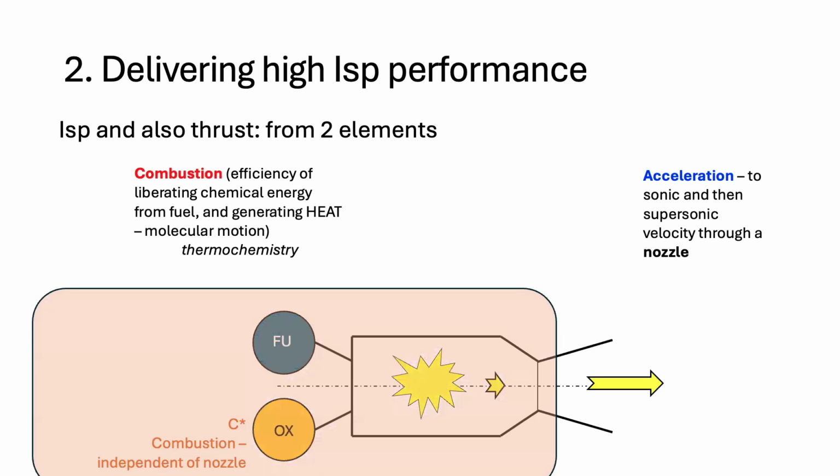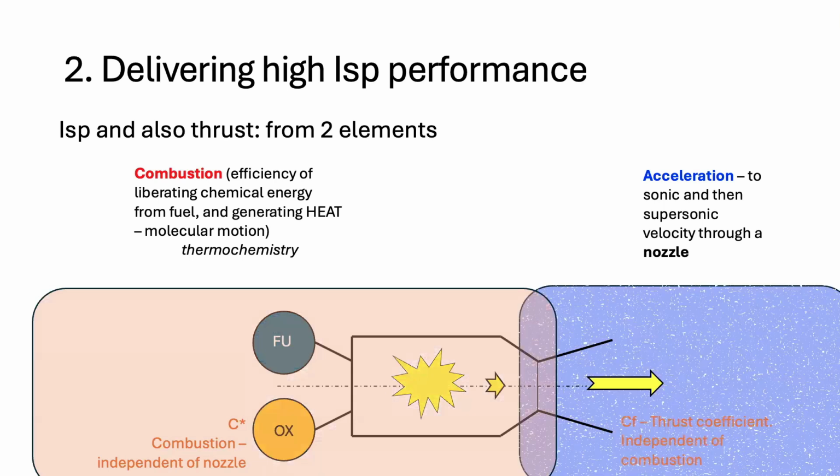C star, what goes on in part of the rocket engine called the combustion chamber, is really independent of the nozzle, but it's dictated by the propellants you choose and also how well you can mix and combine them together. The acceleration that you get from that, and hence the thrust coefficient, can also be treated independently of combustion, but is very much dictated by how well you design your nozzle and the external conditions.